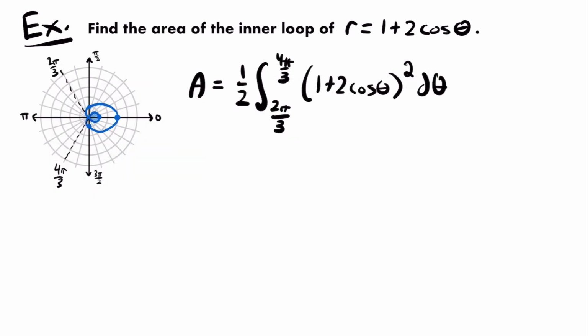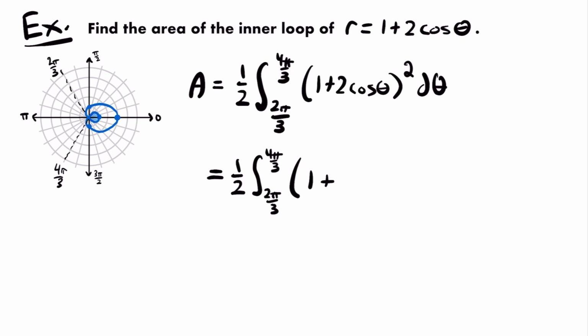All right, and so the first thing that I'm going to do to solve this integral is square this quantity. So we'll use a little trick to do that quickly. We'll square the first term and then add that to these two terms multiplied together, multiplied by 2, and then add that to the last term squared. So if we do that, the area will be equal to 1/2 times the integral from 2 pi divided by 3 to 4 pi divided by 3 of 1 squared, which is 1, right? We square the first term, and then we'll add that to 1 times 2 cosine theta.